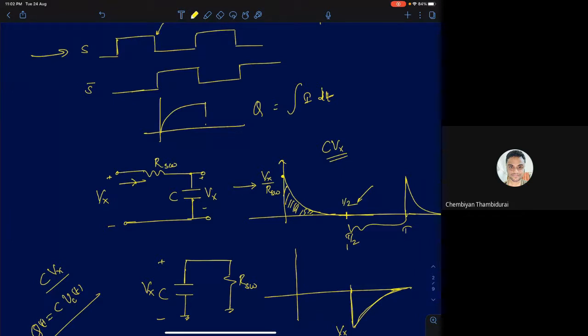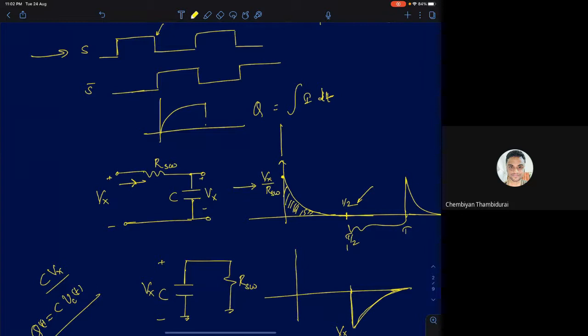Once the capacitor is charged, no more charge is transferred, hence no current is transferred from the input. So the current goes to 0. This is how the current waveform will look. Of course, if you know the voltage waveform, you just have to differentiate it and you get the current waveform. The voltage waveform looks like this. You differentiate it, you will get the current waveform.